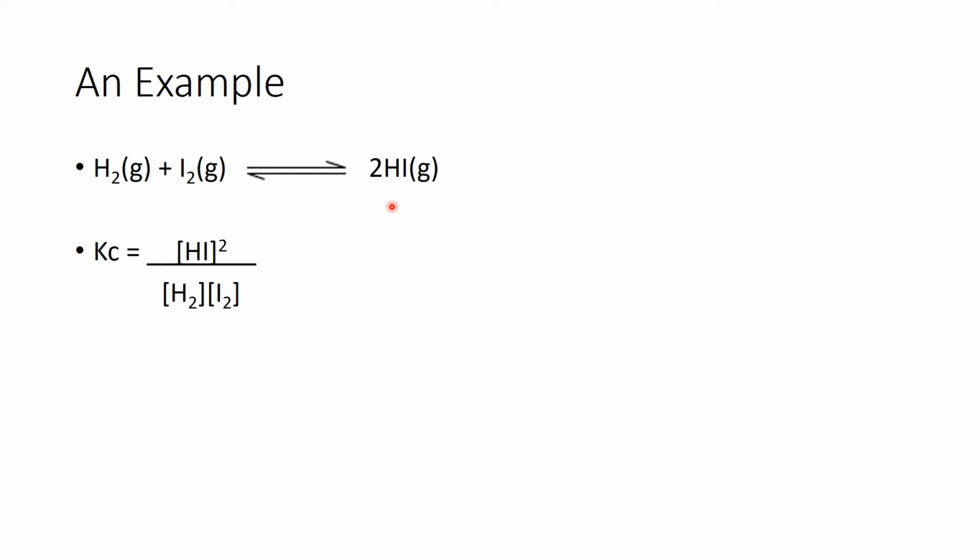Hopefully you got this answer, where Kc will be equal to hydrogen iodide squared, because there are 2 moles of hydrogen iodide over here. Don't forget it's the concentration of hydrogen iodide in squared brackets, divided by the concentration of hydrogen multiplied by the concentration of iodine. Both of these are 1 mole of hydrogen and 1 mole of iodine, so this is the concentration to the first power, which you may as well not write at all because that's the same as just writing the concentration of hydrogen multiplied by the concentration of iodine.